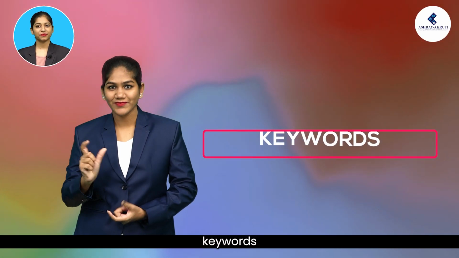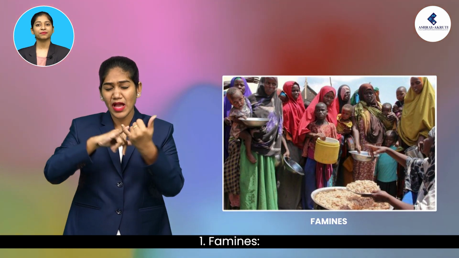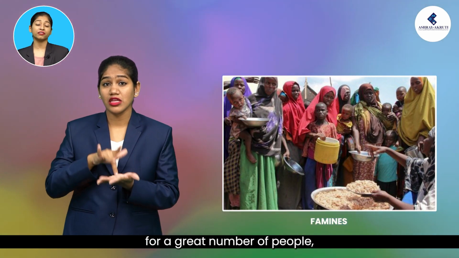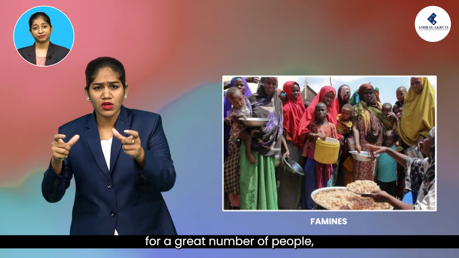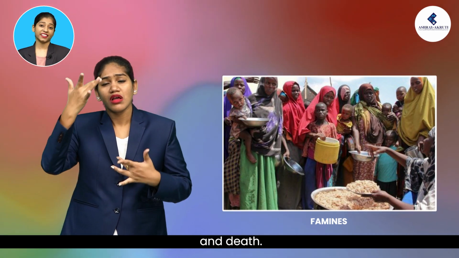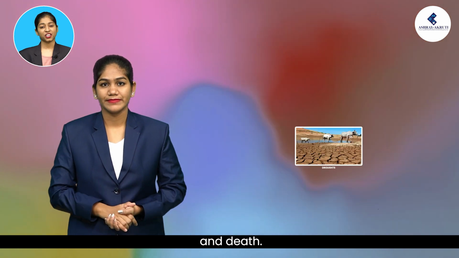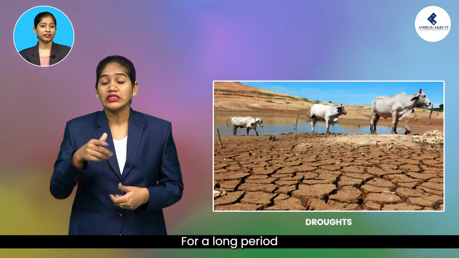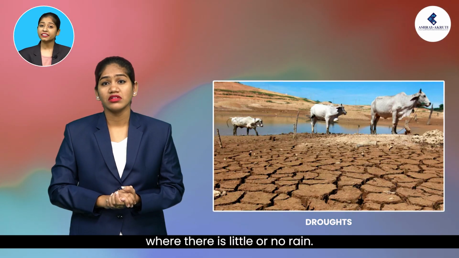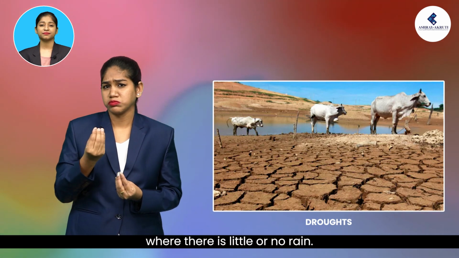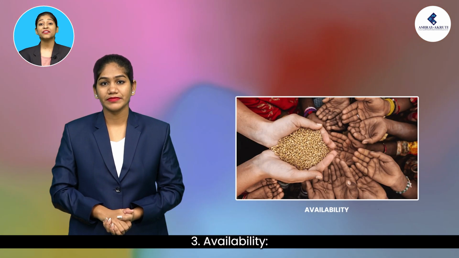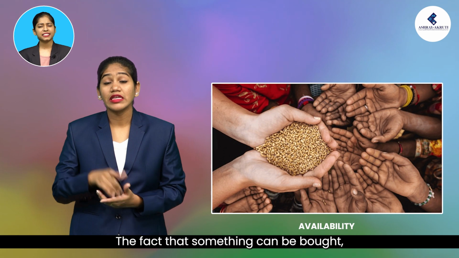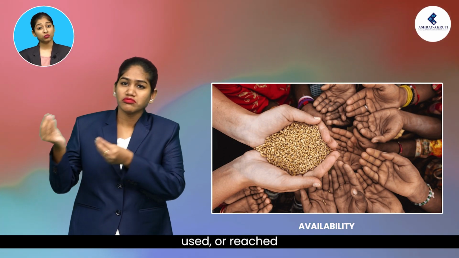Keywords. Famines: a situation in which there is not enough food for a great number of people, causing illness and death. Droughts: a long period where there is little or no rain. Availability: the fact that something can be bought, used or reached.